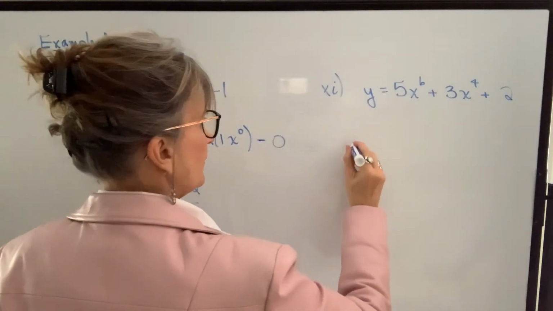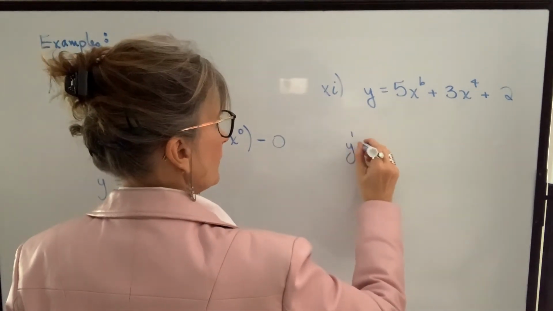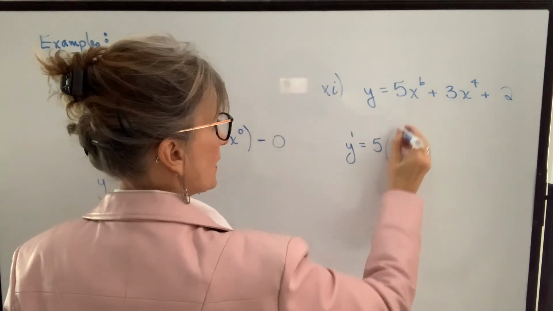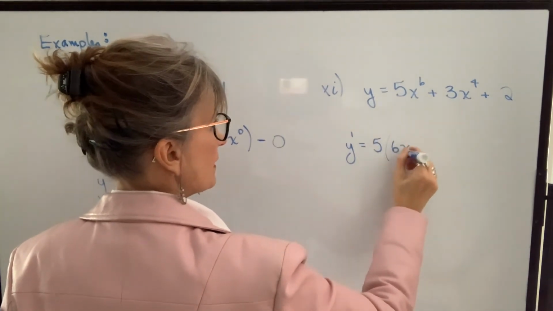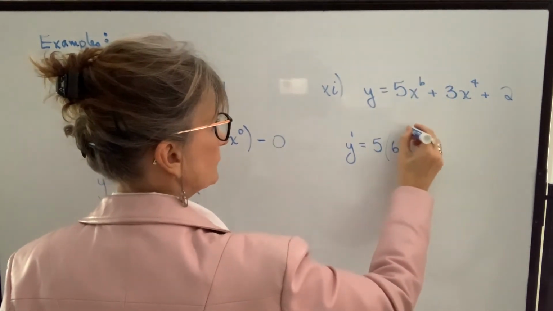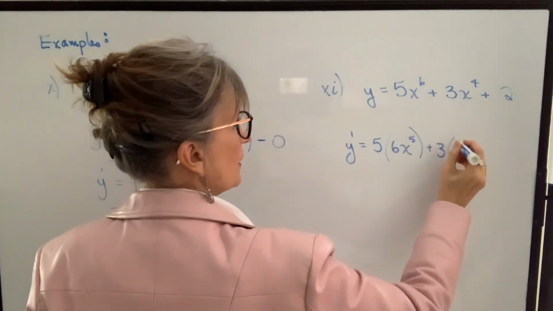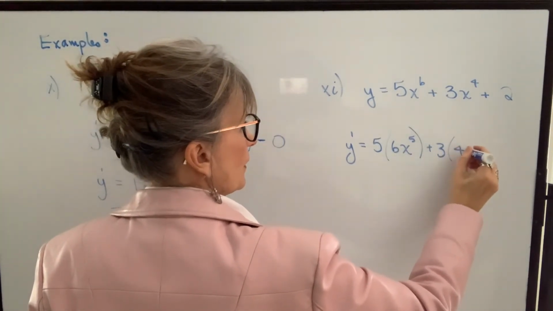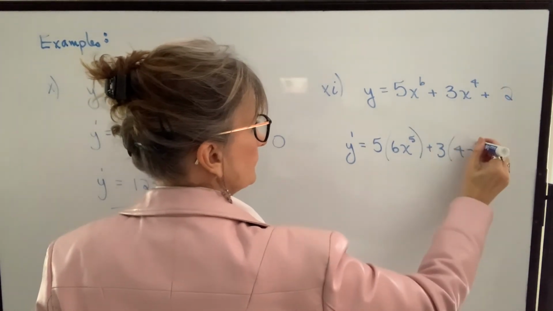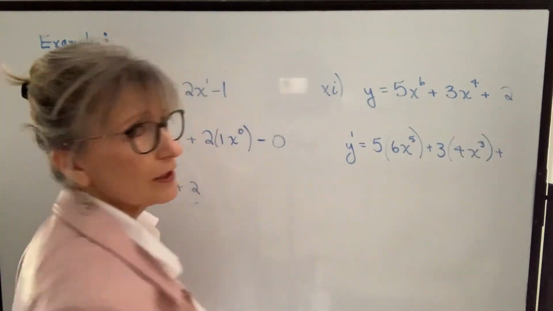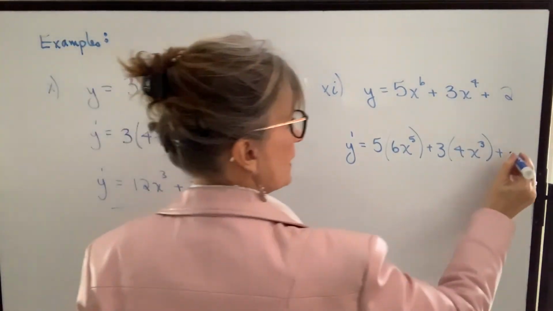Last example. The derivative of this function will be the constant times the derivative of x to the 6th, which will be 6 times x to the 6 minus 1, plus 3 times the derivative of x to the 4, which would be 4x to the 4 minus 1, plus we have a constant. The derivative of a constant is 0.